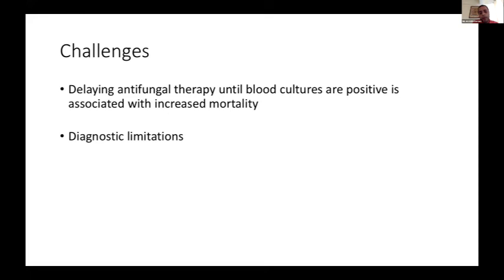So what are the challenges when it comes to treatment of invasive fungal infections? One is that we tend to delay antifungal therapy until the blood cultures are positive. And that is quite detrimental because it is associated with increased mortality. The second one is that we have quite a bit of diagnostic limitations when it comes to diagnosing invasive fungal infections.